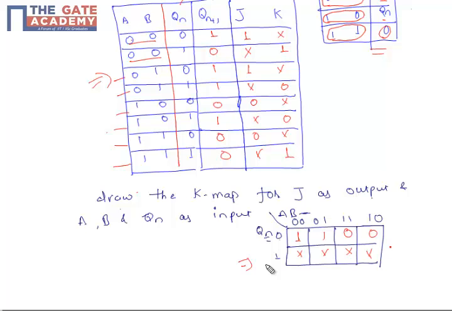Now finding out the groups which we can form in this K map, the group is like this, which will represent our J as A bar, which is our answer, which is option number B. I hope you get it. Thank you.